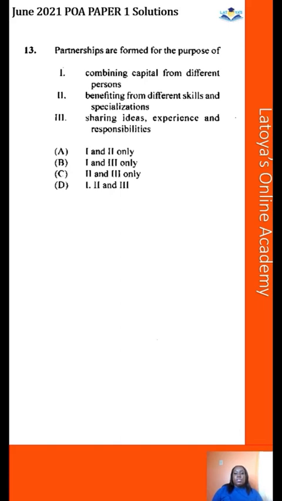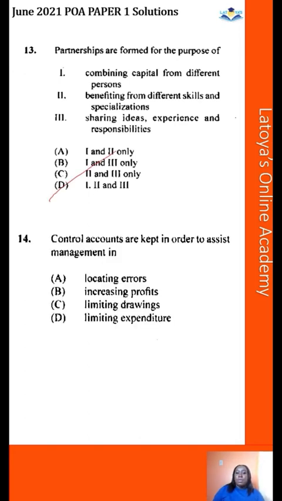Question 13. Partnerships are formed for the purpose of combining capital from different persons, benefiting from different skills and specializations, sharing ideas, experiences, and responsibilities. So the answer is going to be D, 1, 2, and 3. Question 14. Control accounts are kept in order to assist the management in locating errors, increasing profits, limiting drawings, limiting expenditure. Not B, not C, not D. The answer is A, locating errors.